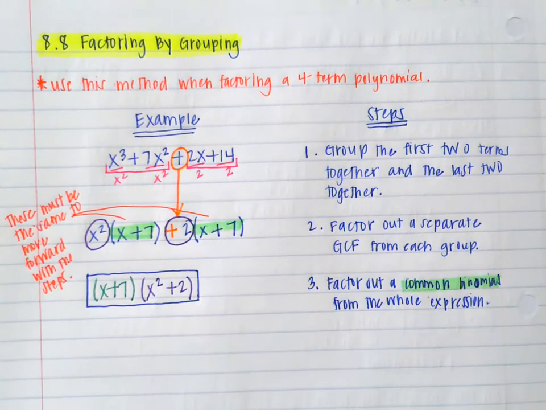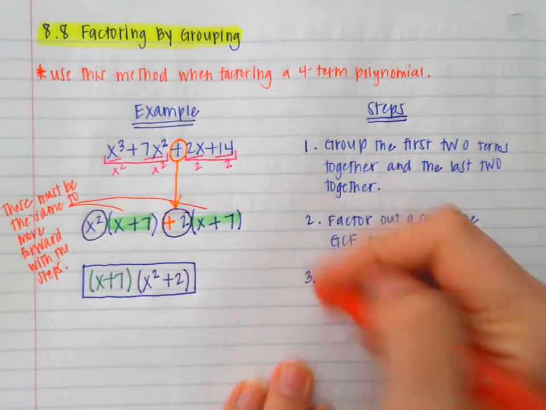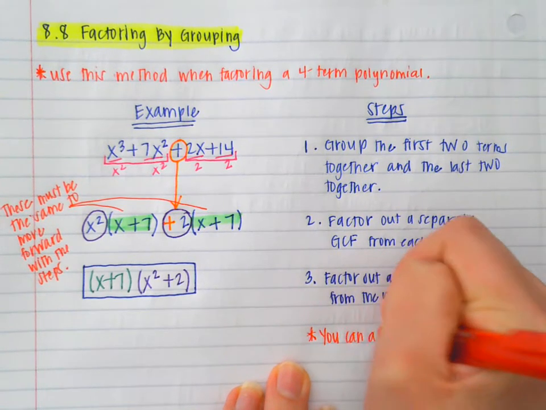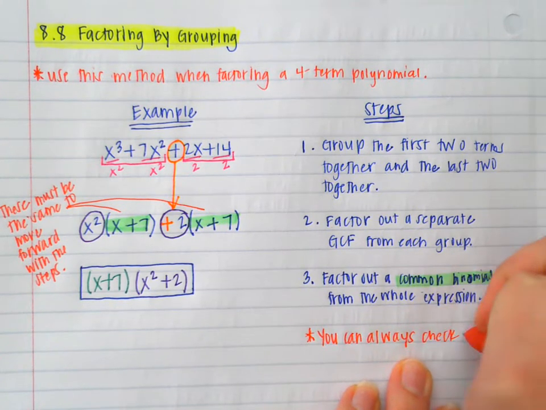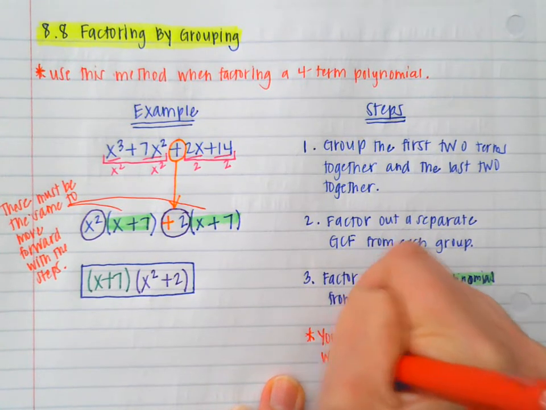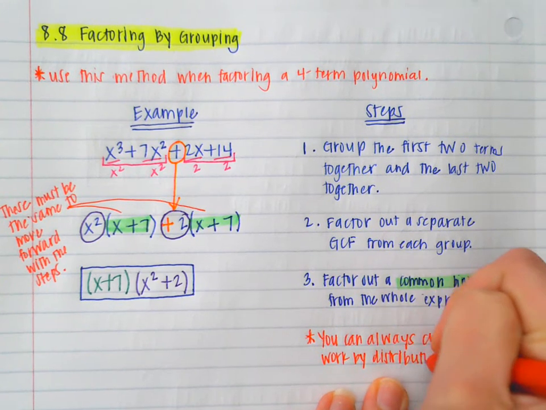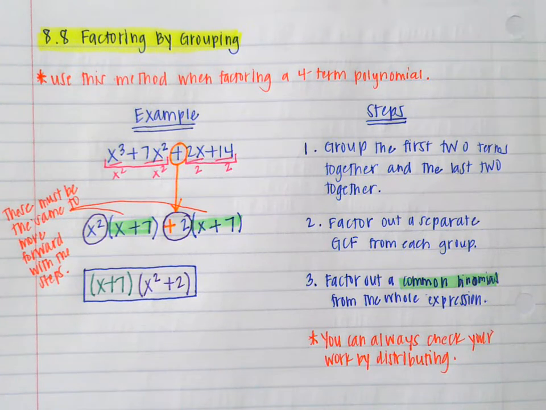Now remember, how can we check our work? You can always check your work by distributing. So we can do that. Just for this one, we're not going to do it every time, so don't freak out here. But just for this one, we can check our work.